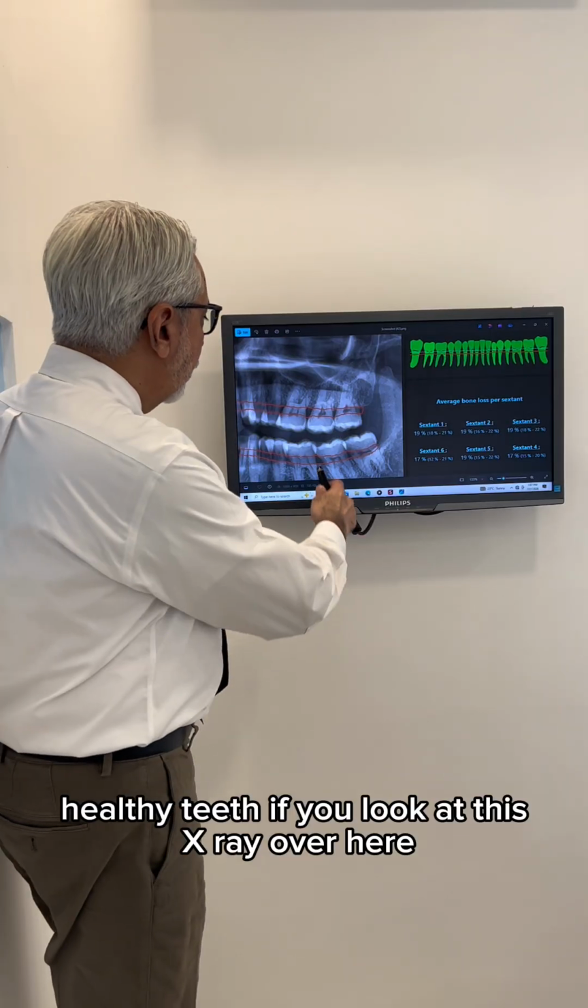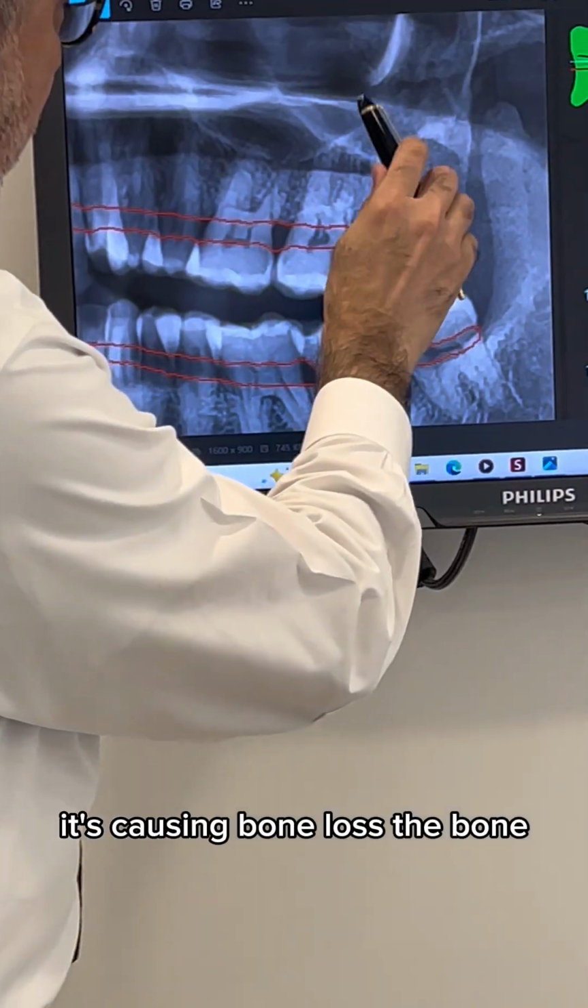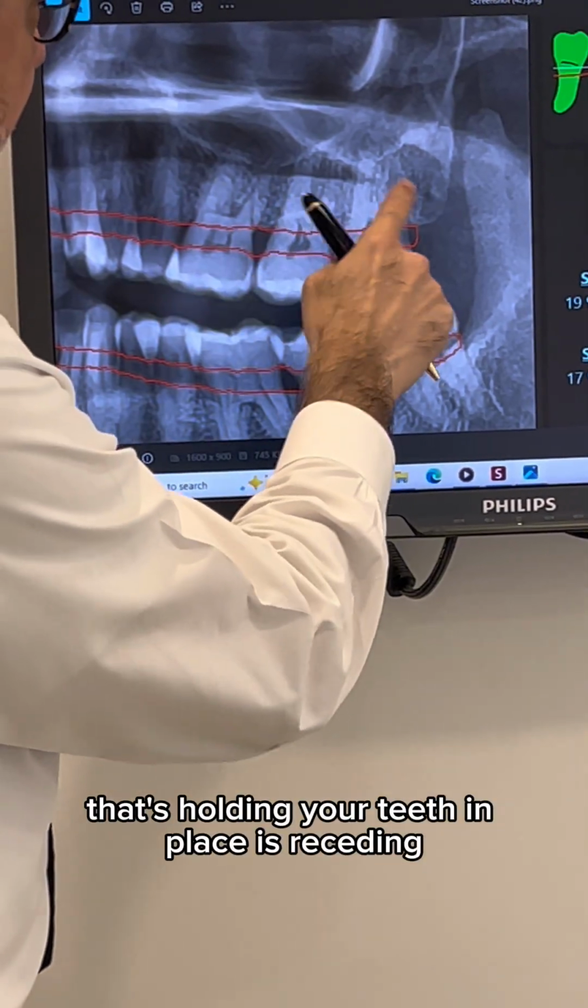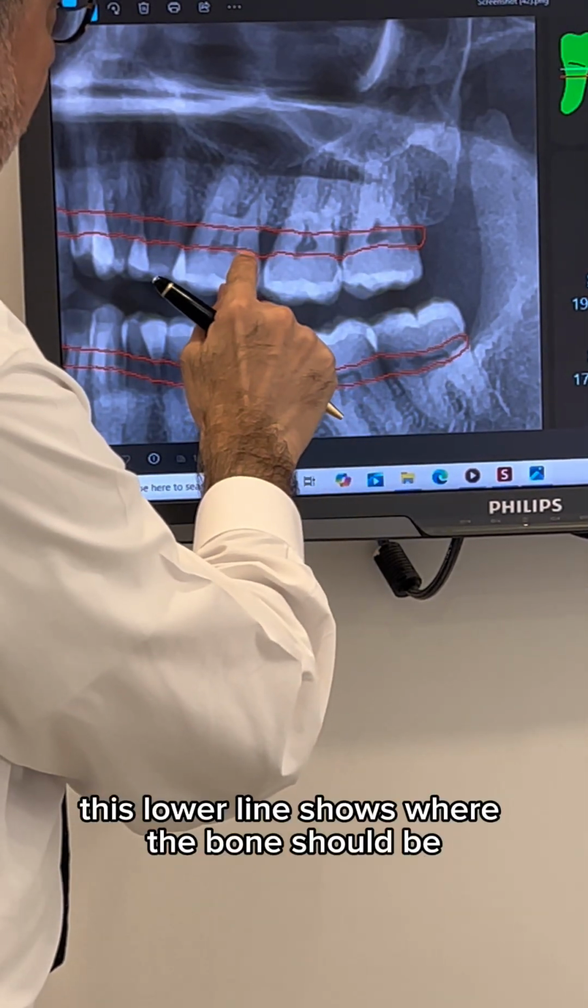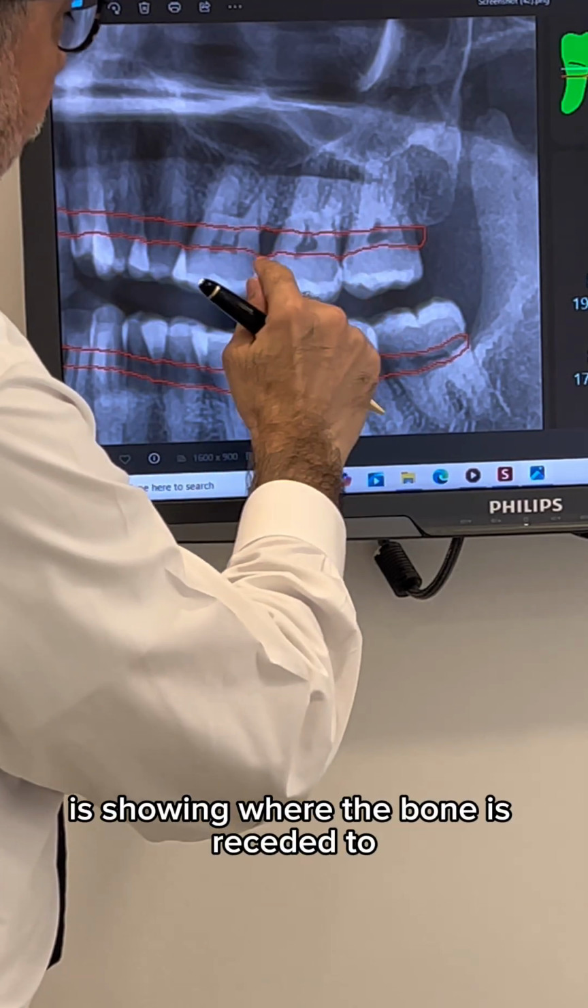If you look at this X-ray over here, what the gum disease is doing is it's causing bone loss. The bone that's holding your teeth in place is receding. This lower line shows where the bone should be, and this upper line is showing where the bone has receded to.